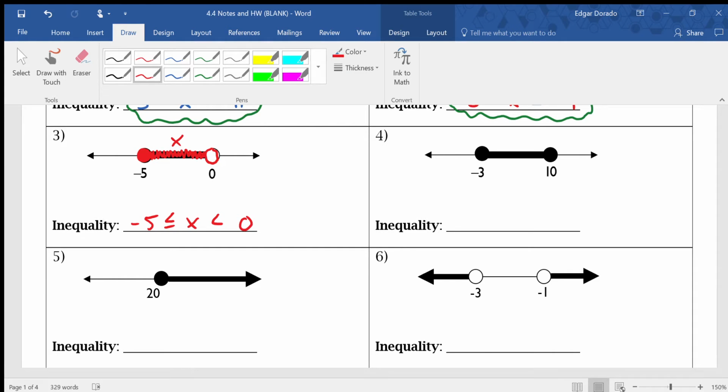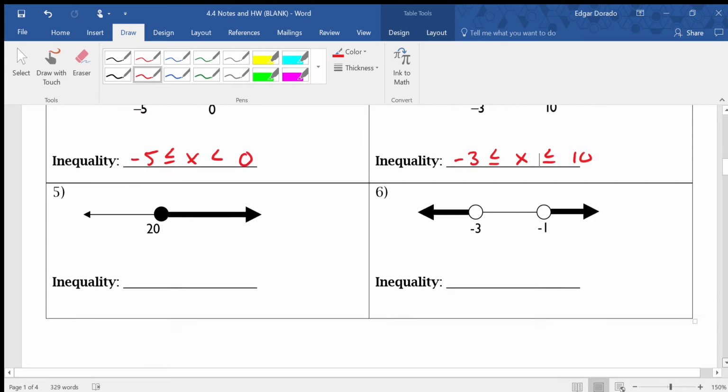Okay. Number 4, same thing, -3, x, and 10. They're both closed, so I know I'm going to have to use an equal to underneath, and we always use less than.